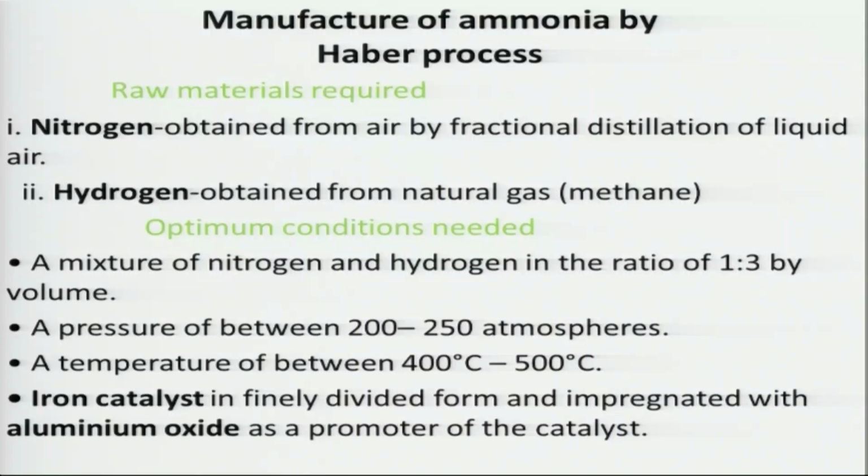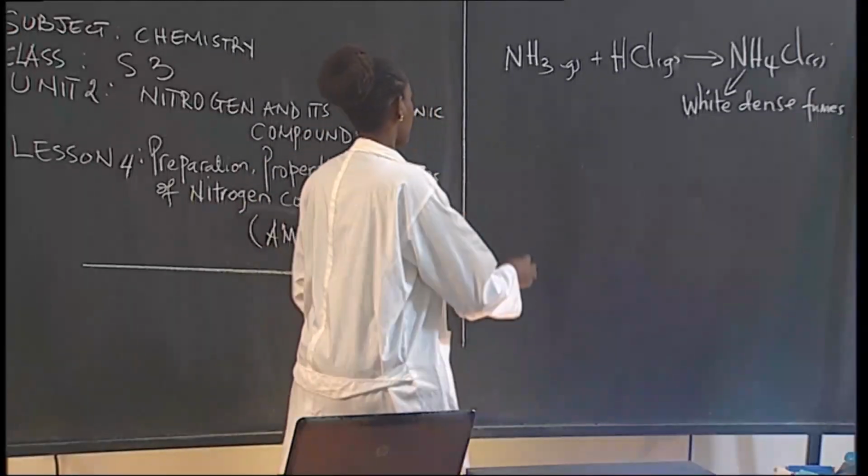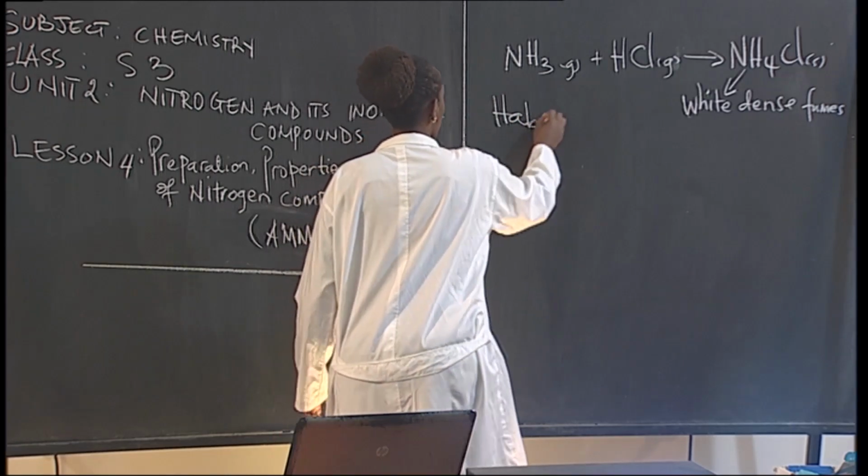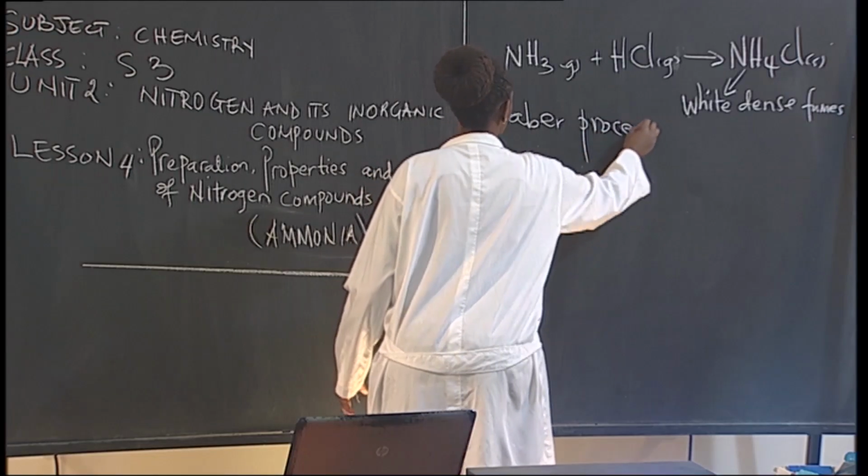Another thing we need to look at under ammonia gas is that we can also manufacture ammonia by what we call the Haber process. So after looking at the laboratory preparation of ammonia, and after looking at the physical and chemical properties of ammonia, there is another way we can prepare ammonia, by what we call the Haber process. Another way to manufacture ammonia is the Haber process.